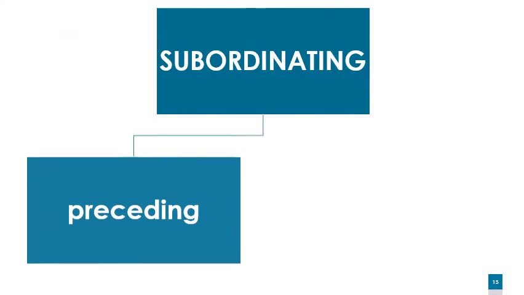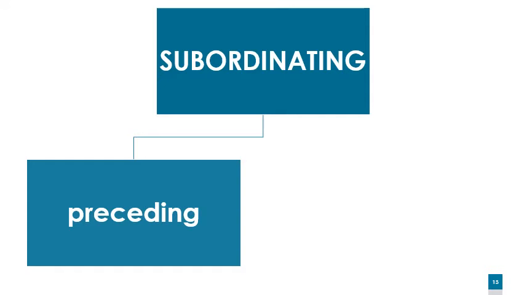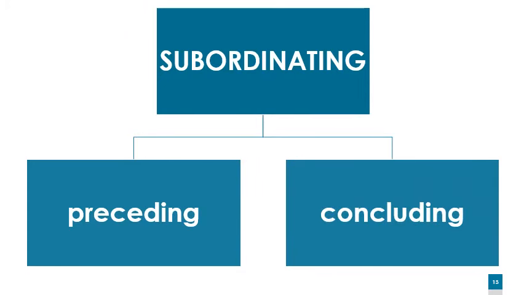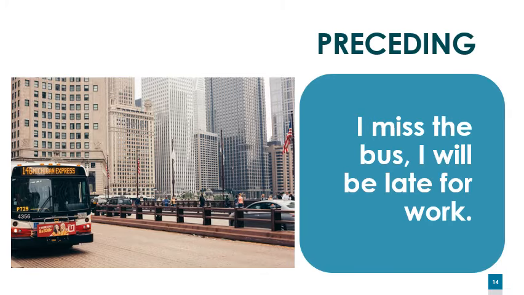When we use subordinating conjunctions as our transitions, they function a little bit differently depending on their placement in the sentence, whether they're preceding or concluding. So for example, in the preceding position: if I miss the bus, I will be late for work. So we start with the subordinating conjunction if. We have that subordinate clause, if I miss the bus, followed by a comma, and then an independent clause, I will be late for work.